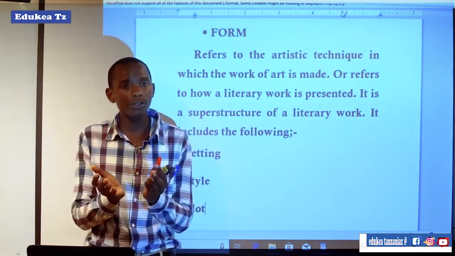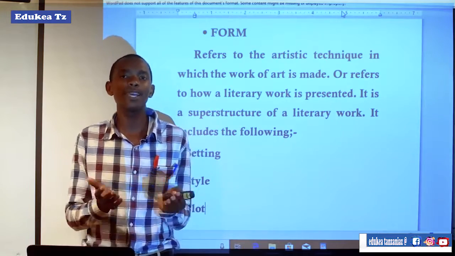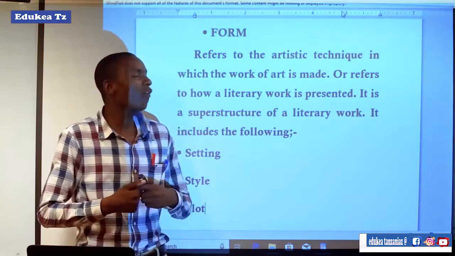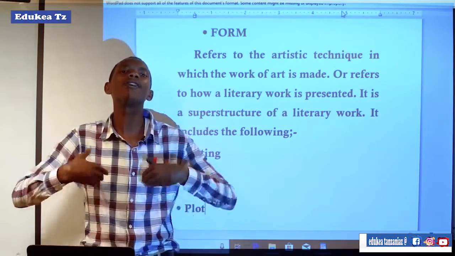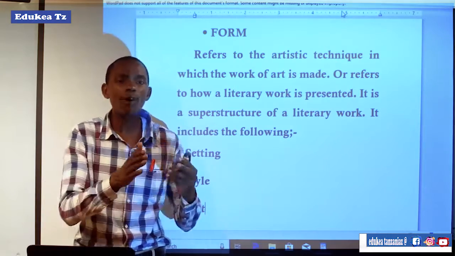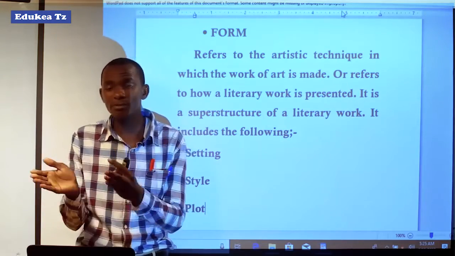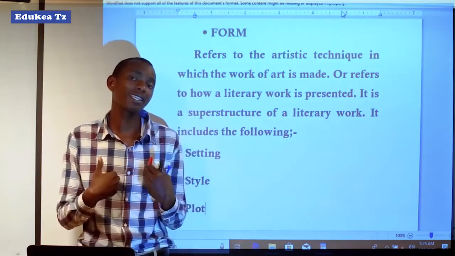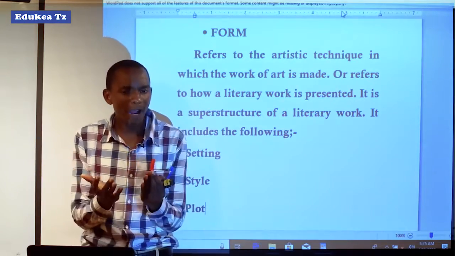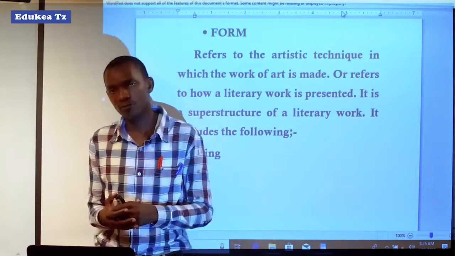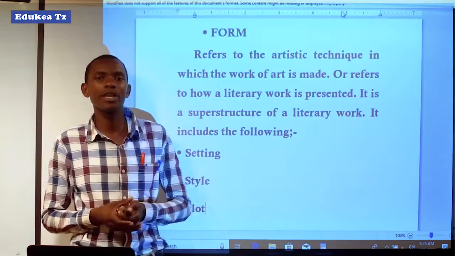So how this certain literary work is made, generally we can call it form. So how a certain thing is formed. Even in other things we may use forms of government. This simply means how a government is formed. So even in literature, when you speak about form, it is how a certain literary work is formed. So that is the form of literary work which you are speaking of here.